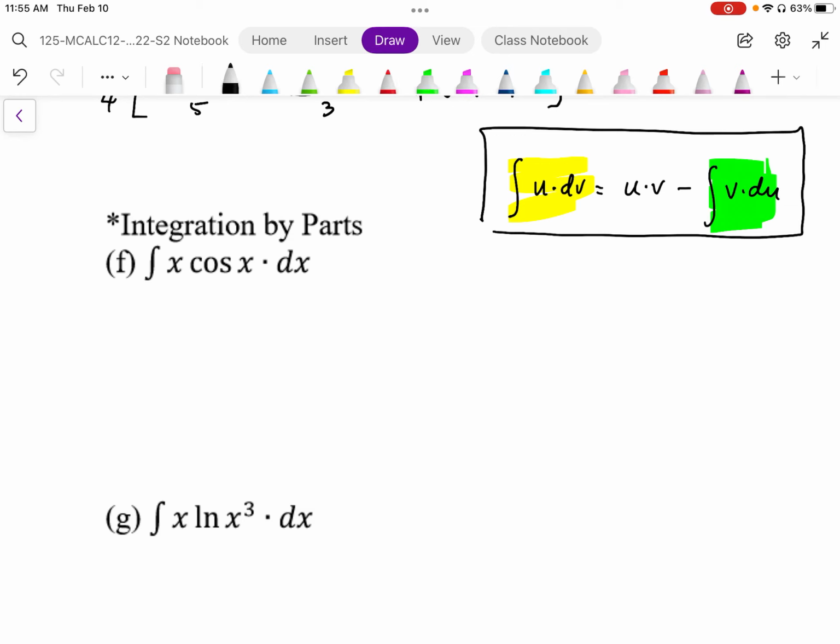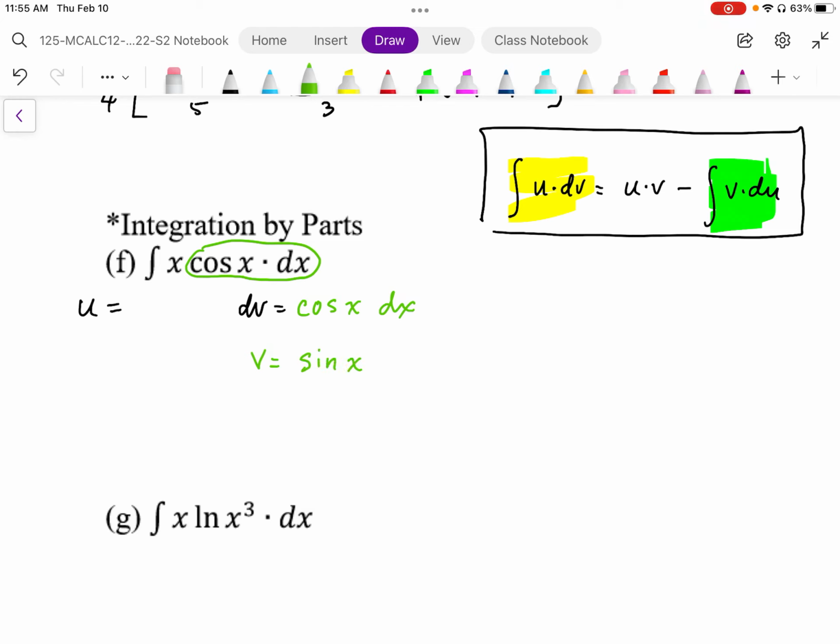We need to split this up into a u part and a dv part. And the dv part's going to include the dx part. So what we want to do is choose the dv part that's the most complicated part of this that I can integrate. So if I group that together, I can still integrate that. Okay, so I'm going to let my dv be cos x dx. And from that, I can generate my parts. So I'm going to integrate that. So the integral of cos x is sine x.